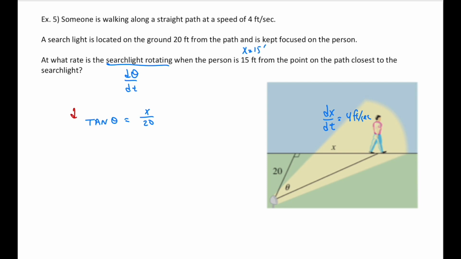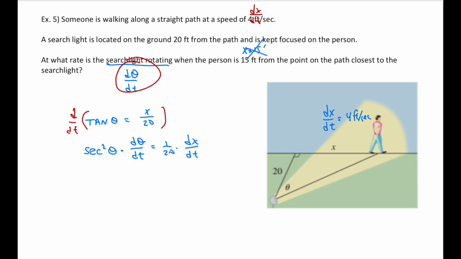I can differentiate that. So I'm going to take the derivative with respect to time, knowing that it's going to give us our dx/dt, and it's going to give us our d theta/dt. Here on the left, I've got secant squared theta multiplied by d theta/dt, chain rule, equals 1 over 20 times dx/dt. Ooh, x just disappeared there. X worked itself out. I don't care about our distance away. Or do I? So I'm going to solve for d theta/dt. It's going to be 1 over 20 times dx/dt, which is 4 feet per second, multiplied by cosine squared of that angle.